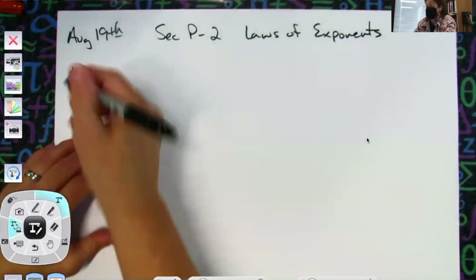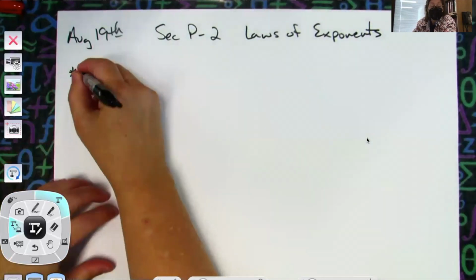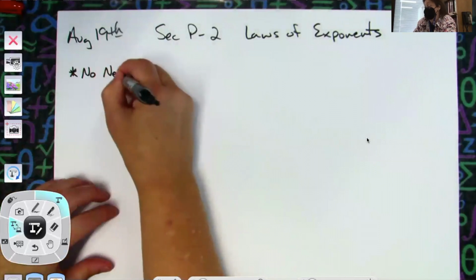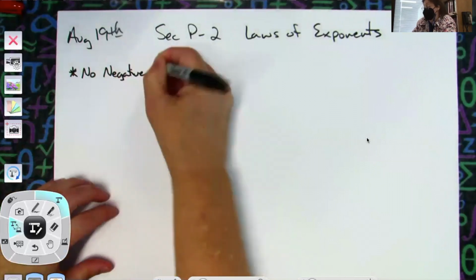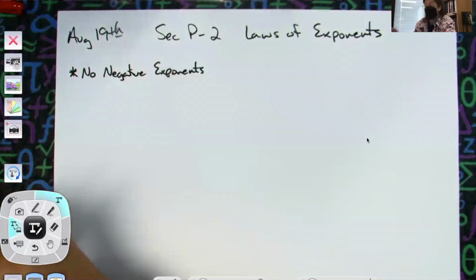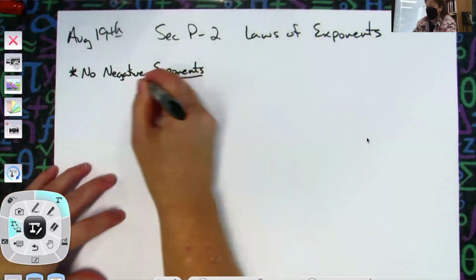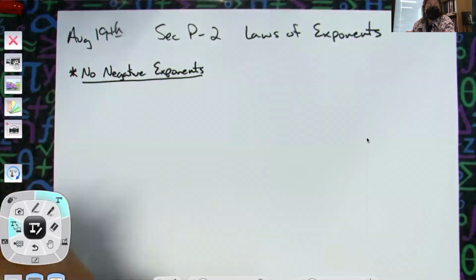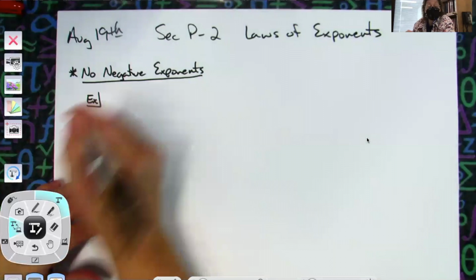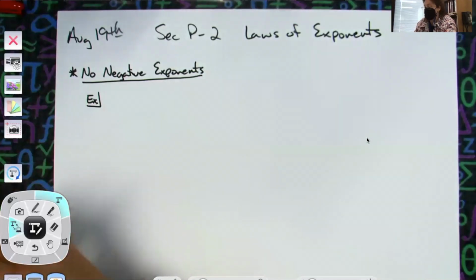So the first one is when you get done with your final answer, you don't want to have any negatives. So no negative exponents. That's one of the ways you're going to know that you are done. You want to make sure you have no negative exponents in any type of problem. Okay, so some things that you can do. Now, there is an actual rule for this.